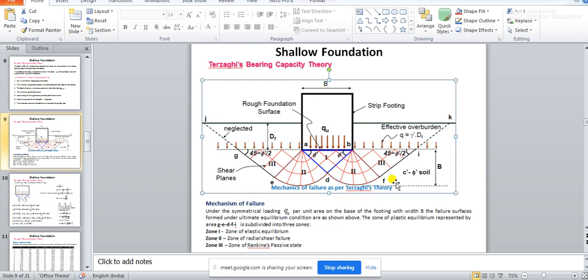So, from that only it actually comes that this zone of Rankine passive pressure, this straight line whatever it is making, that will be making an angle of 45 degree minus phi by 2 with the horizontal. Horizontal means the horizontal line which will be going through the base of the footing. So, this is actually Terzaghi's.